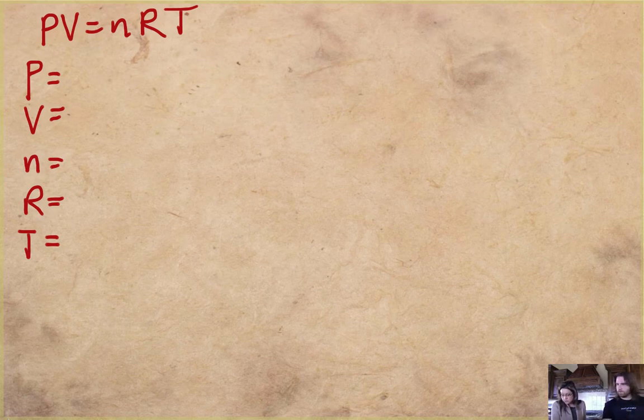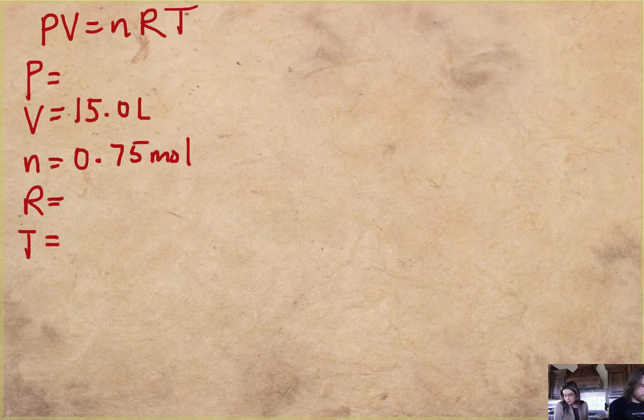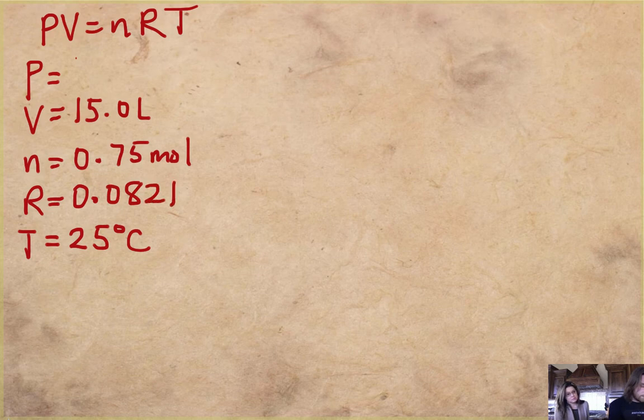So what kind of problem do you have for me the first time? Let's say we have 0.75 moles, that's under n, of some gas. We're at 15 liters and 1.22 atmospheres at room temperature. Well, we've got to solve for one of them. So let's say we have room temperature, 25 degrees Celsius. And I know my gas constant R is always 0.0821, and the units for that are liter atmosphere per mole Kelvin.